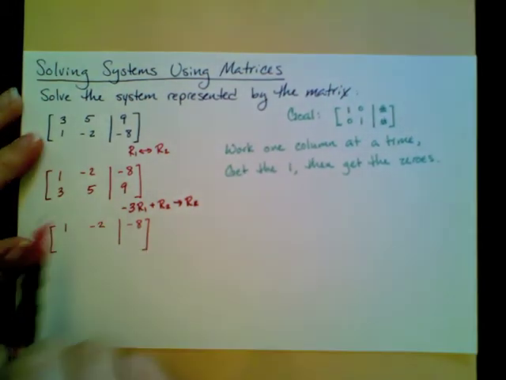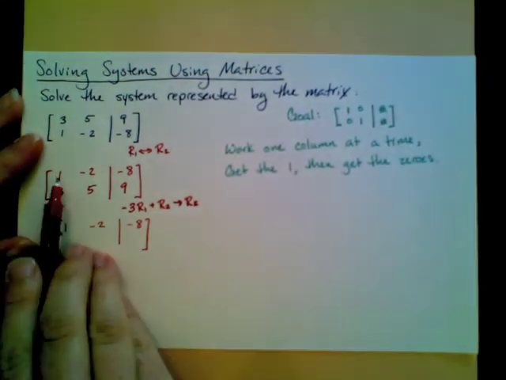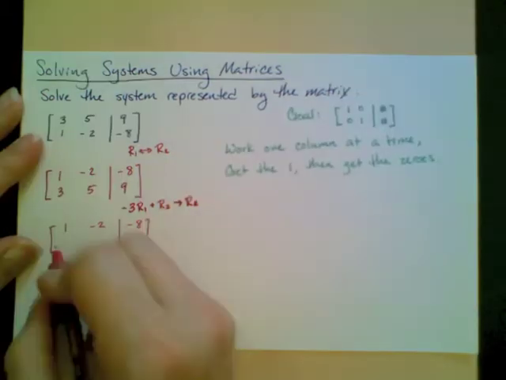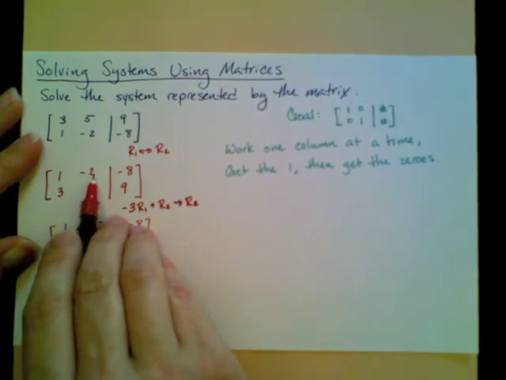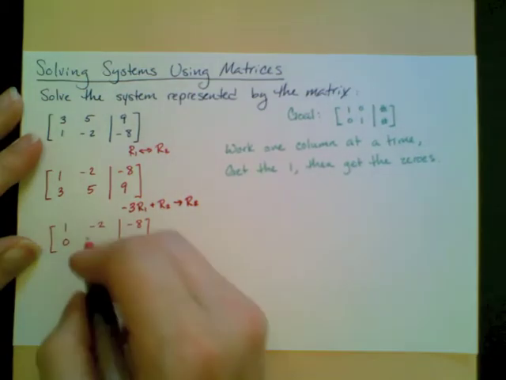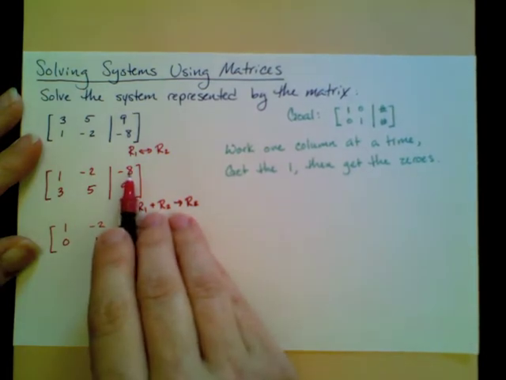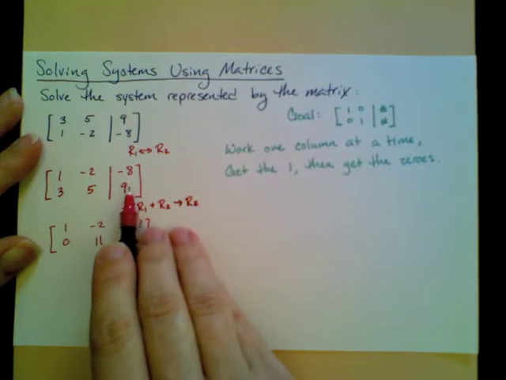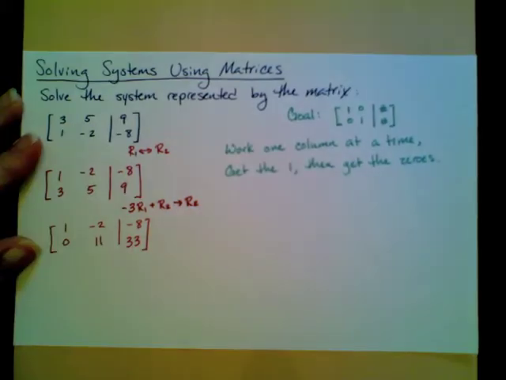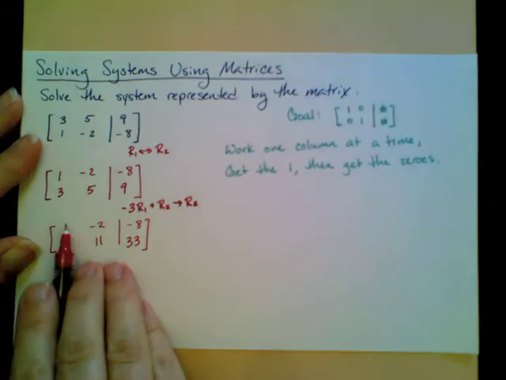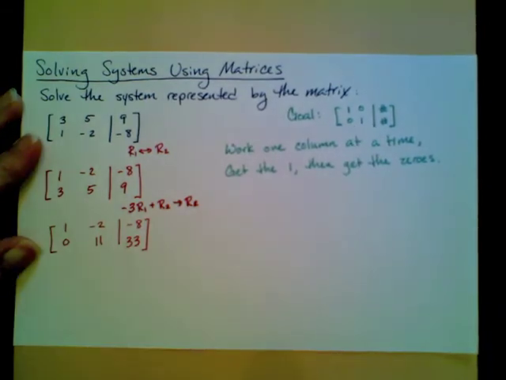Now row 2, I'm going to figure this out by doing one column at a time. So negative 3 times 1 is negative 3, plus 3 is 0. Negative 3 times negative 2 is positive 6. Positive 6 plus 5 is 11. Negative 3 times negative 8 is positive 24. And positive 24 plus 9 is positive 33. All right. Notice that that completes that column. This column looks exactly like it does in our goal, so that's nice.